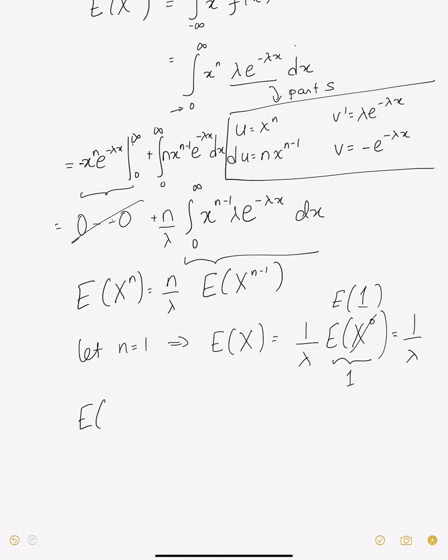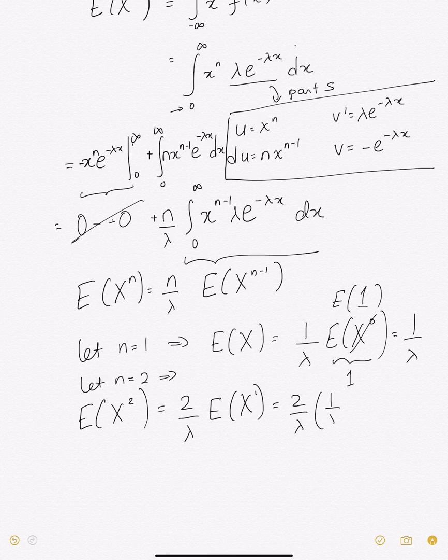Okay, beautiful. And now let's find the variance of x. So we will need the expectation of x squared. What will that be? You will let n equal 2, and what do we get? Expectation of x squared will be 2 over lambda expectation of x to the n minus 1. That's 2 minus 1, which is 1. So that is 2 over lambda, and what is the expectation of x? We just found out that's 1 over lambda. So that's 2 over lambda squared.